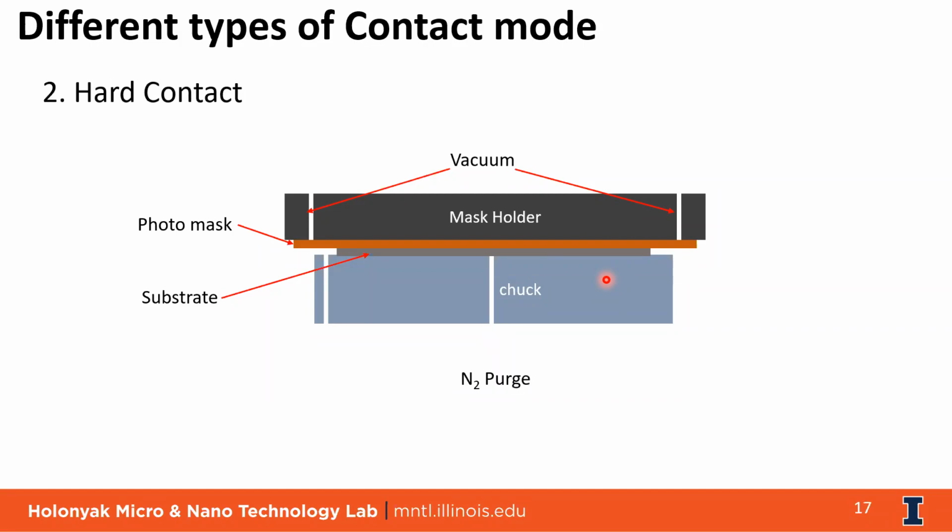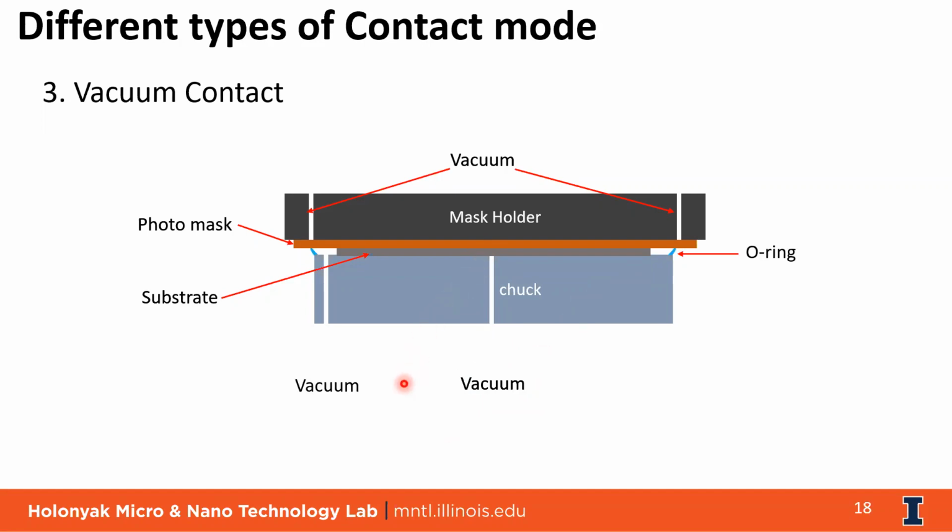The next one is called hard contact. In hard contact mode, instead of the vacuum, the system activates the nitrogen purge, so it will push the wafer against the photomask. Which means it is pushing the wafer very hard against the mask, so there is no gap or any proximity between your substrate and mask. In this contact mode, you will get very good features compared to soft contact.